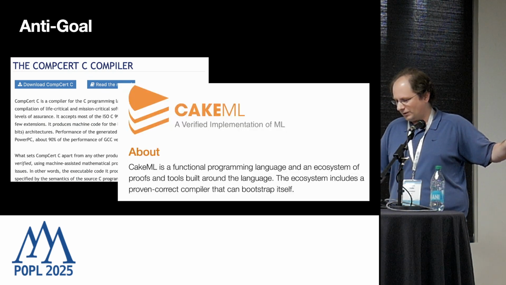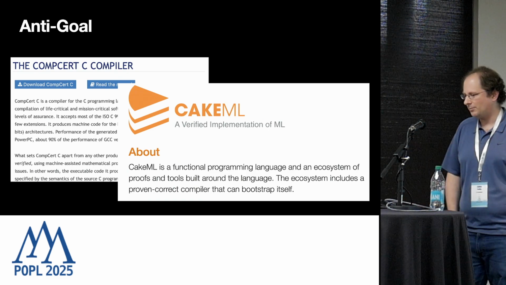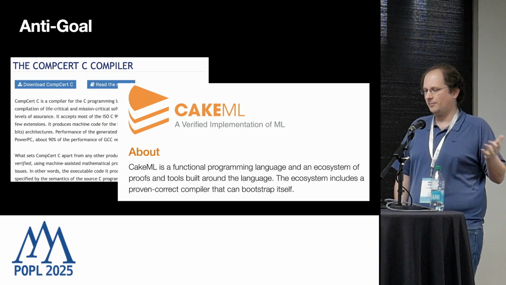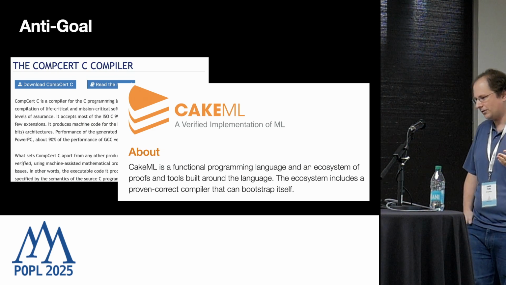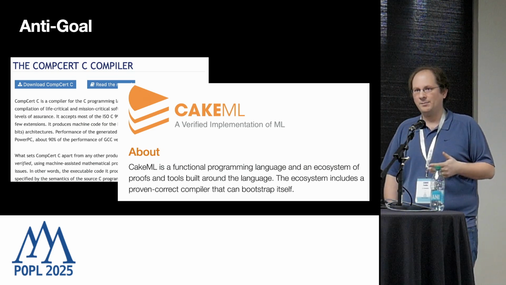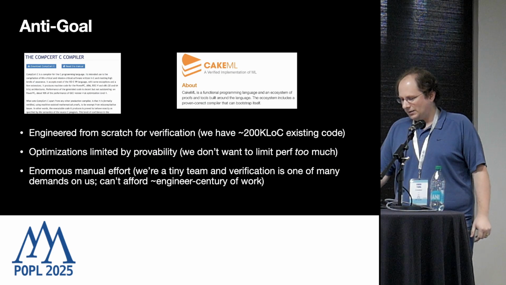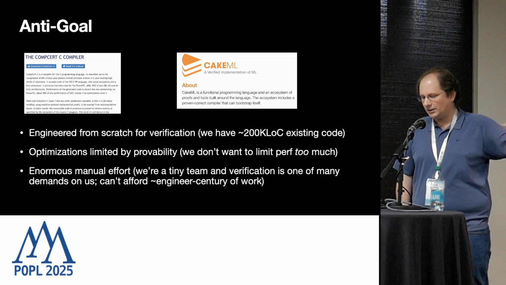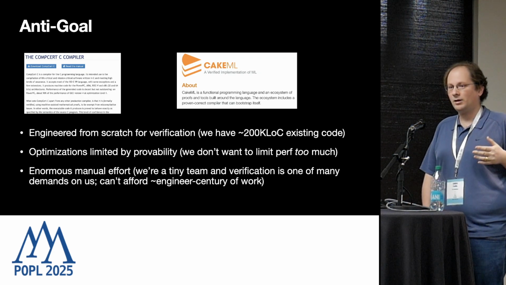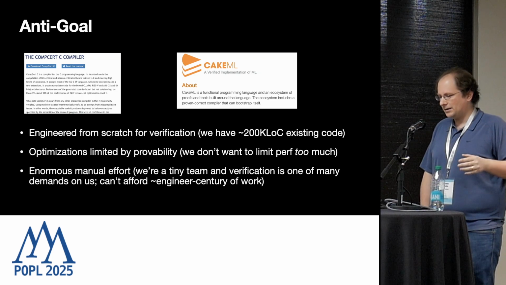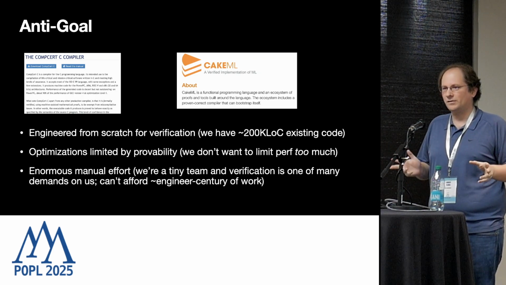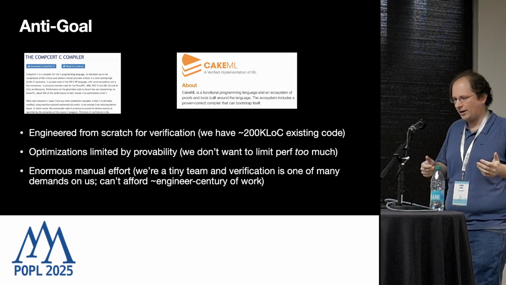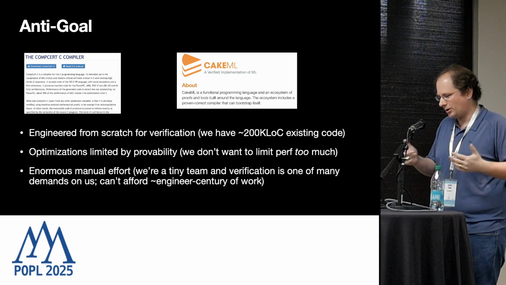So there are actually 2 well-known projects, at least. There may be others that I'm not aware of, which is to prove an entire compiler correct from end to end ahead of time for all inputs, right? So there's CompCert for C, there's CakeML for ML, and these are extremely impressive projects. Don't get me wrong. But they were started from the beginning, at least as far as I understand, with the goal of being a verified compiler. And that sort of trickles through all of the other decisions that they make at an engineering level. And so they're engineered from scratch. We have 200,000 lines of existing code that we're not going to rewrite.